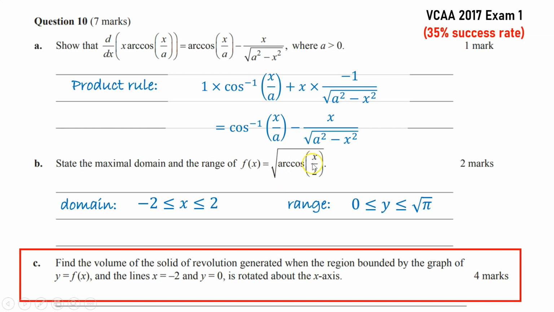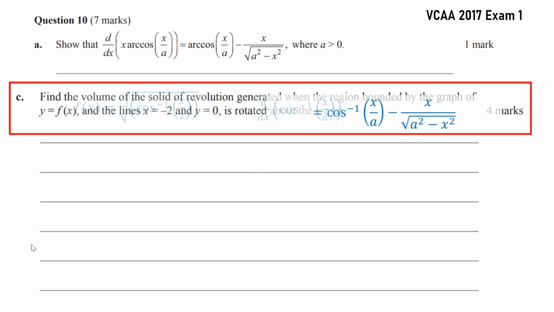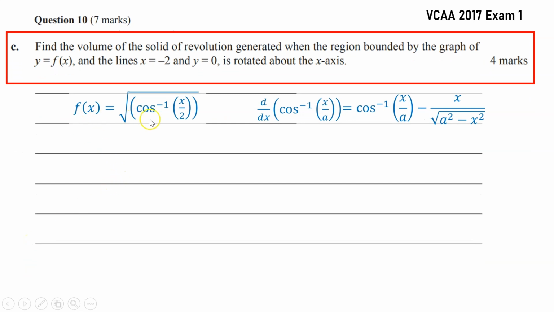All right, so then we can move on to part C, which is the volume of a solid of revolution. But what we've done in parts A and B is still going to be obviously useful. Our function is the square root of an inverse cos. So when we calculate our integral, we expect that this derivative formula is going to be useful.